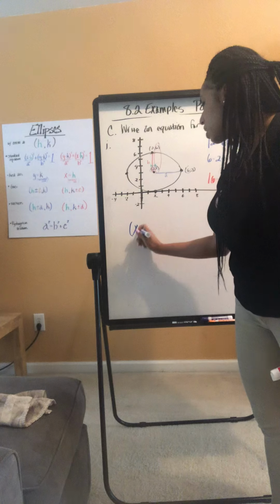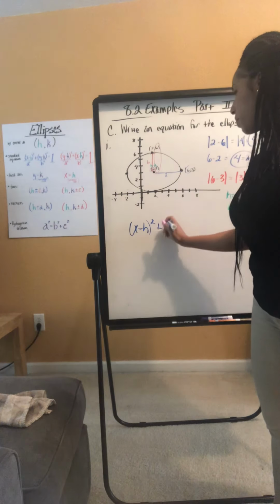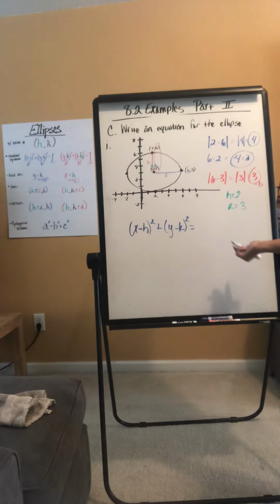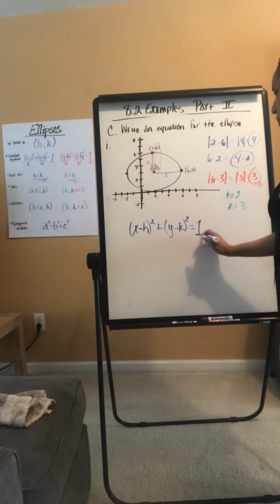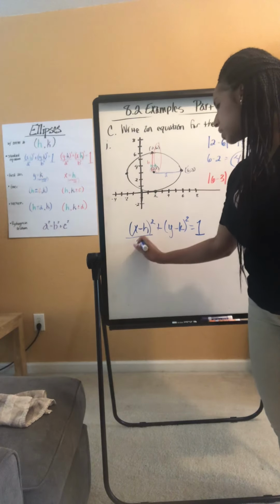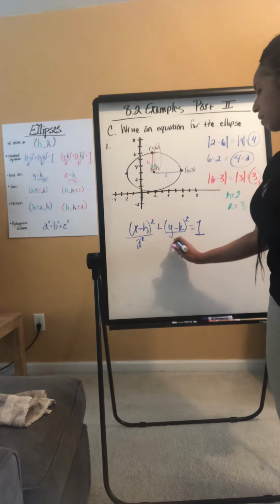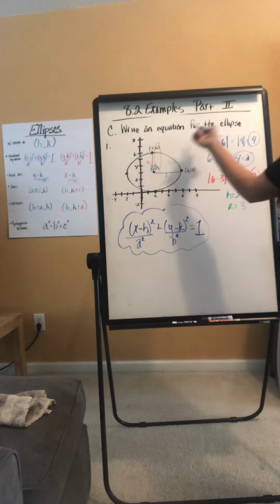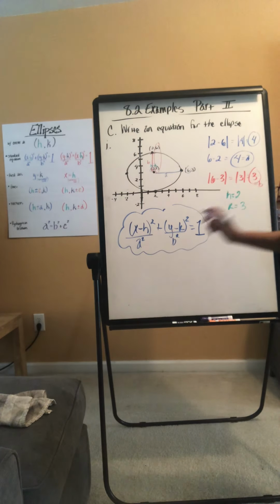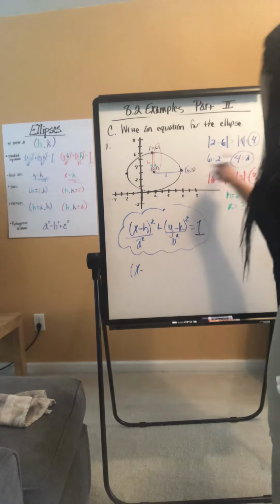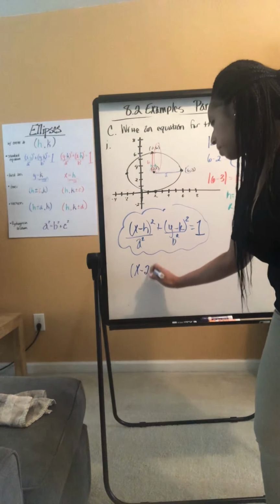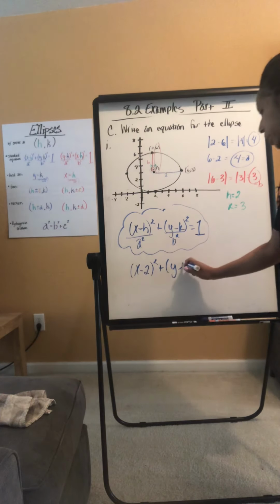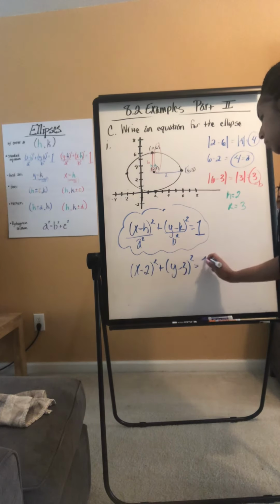So I'm using the standard form for the ellipse: x minus h squared plus y minus k squared equals 1. And underneath the x minus h squared will be my a squared. And under the y's will be my b squared. So we'll just fill in what we know and we will have the equation. So I have an x minus h. H was 2. Squared plus the y minus k. K was 3. Squared equals 1.